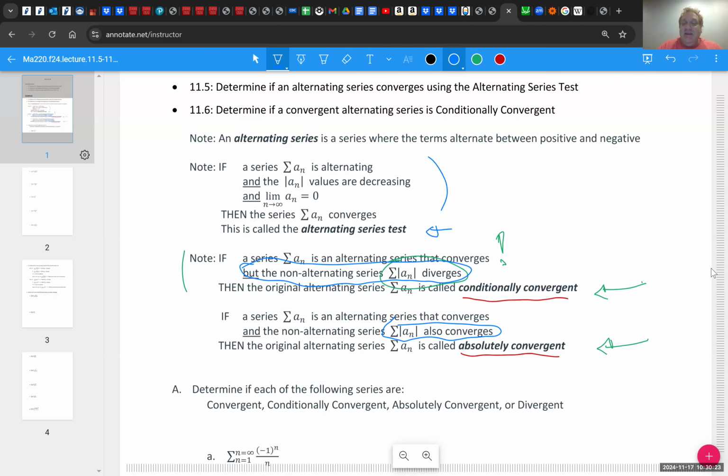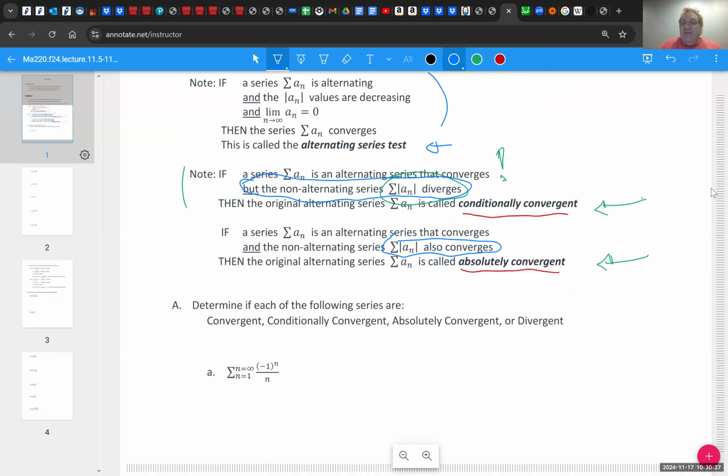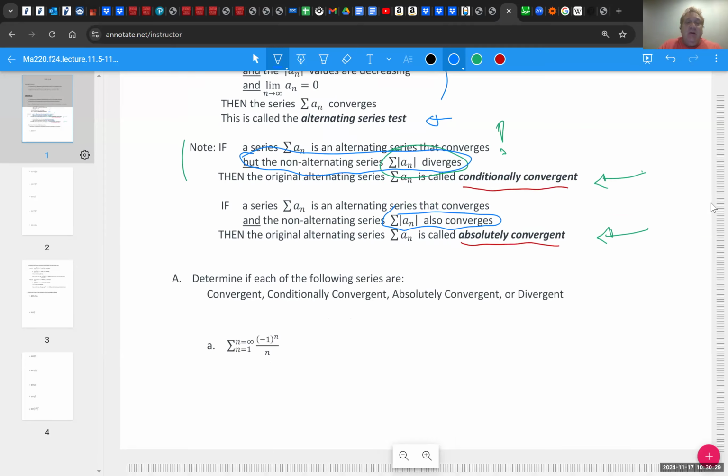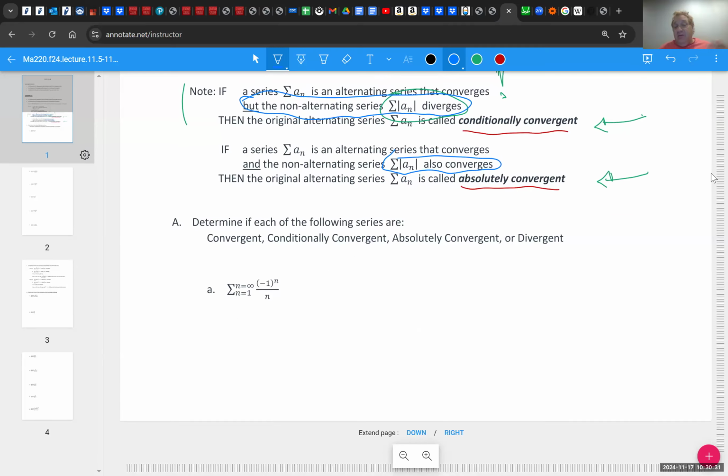So let's start looking at some examples. I'm going to be looking at maybe half a dozen problems here and determining if each is convergent, conditionally convergent, absolutely convergent, or perhaps just divergent and it doesn't converge at all. My first example is example A, which says the series from n equals 1 to infinity of (-1)^n over n.